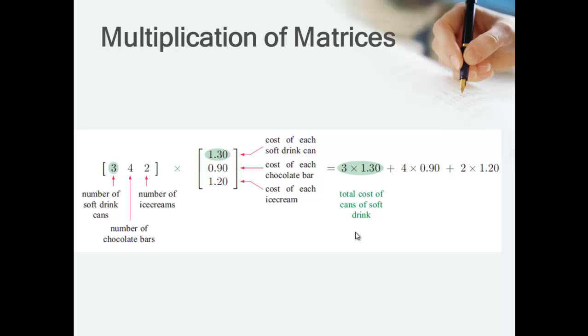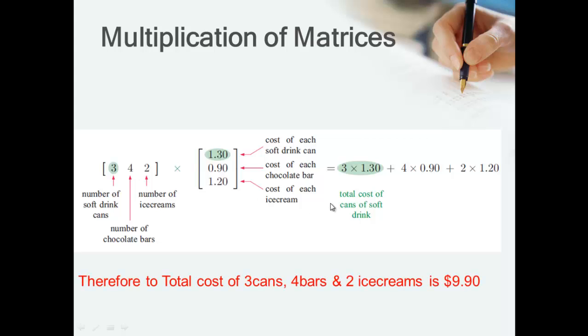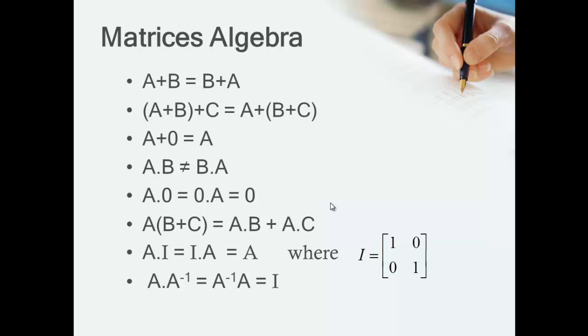But if you had the number of soft drink cans, the number of chocolate bars, the number of ice creams by their price, you could simply do that matrix by that matrix in there, and that would tell you how much they actually cost. Alright, so the cost for 3 cans, 4 bars and 2 ice creams is $9.90. Alright, so a very simple example.